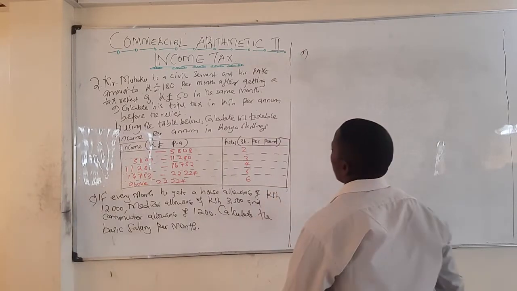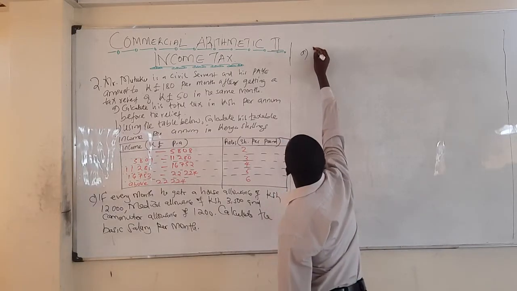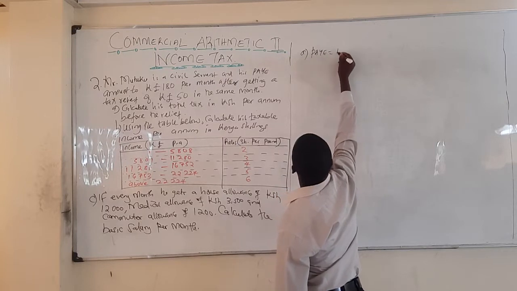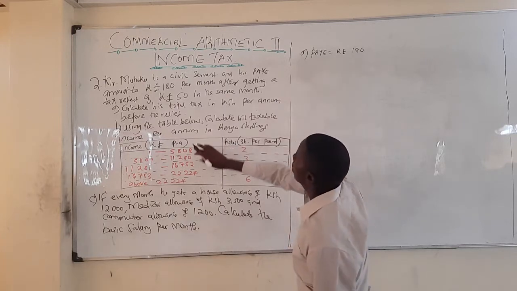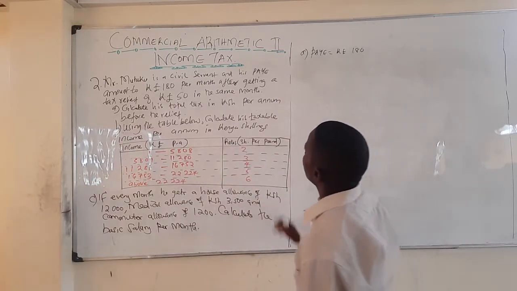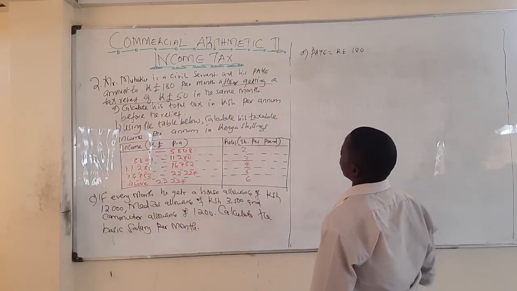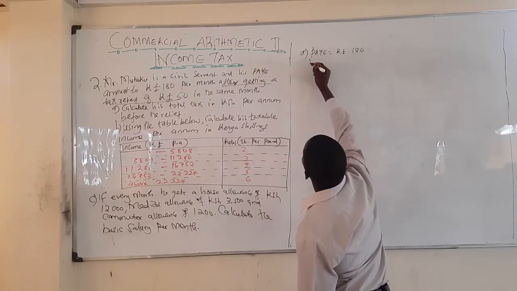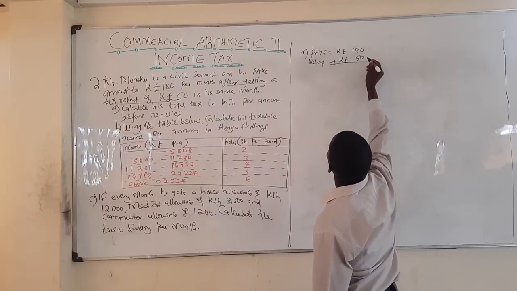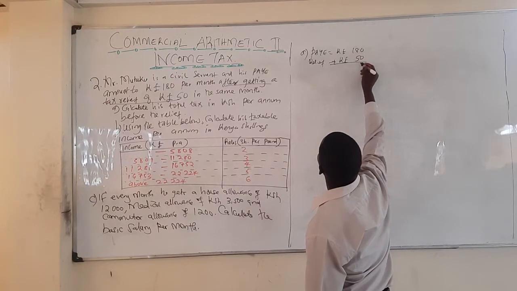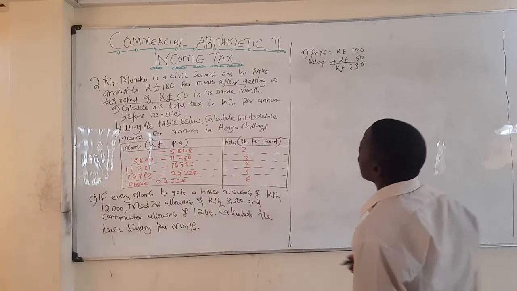We have the pay as you earn, PAYE, which is Kenya pound 180. Then we were told that we have the personal relief. You have the tax relief of Kenya pound 50. So the relief is Kenya pound 50. So we add the two, and we are going to get 230 Kenya pound.